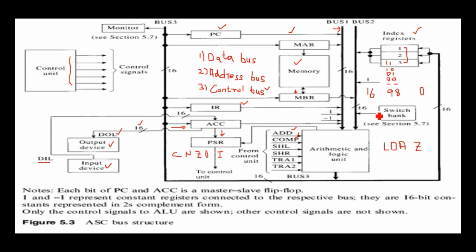Here we are giving 1 to bus number 2. This one is for the increment of the program counter. During the instruction fetch process, the program counter will be incremented by 1. So this one will be given through bus number 2, and via bus number 3 it will be transferred to the program counter.